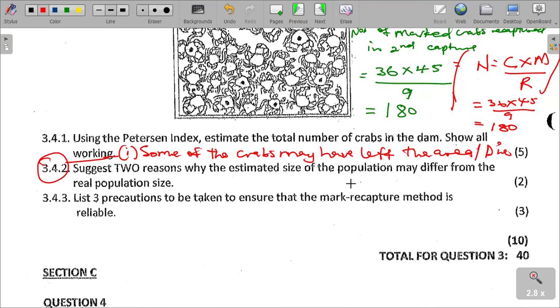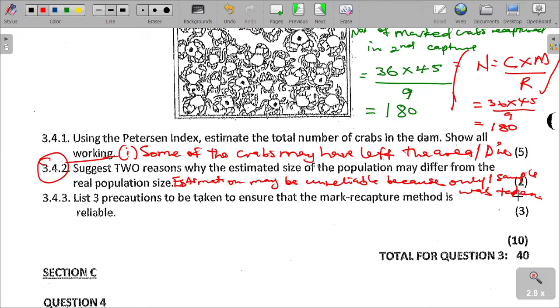And then we are saying also the estimate may be unreliable because only one sample was taken in this regard. So that is how we can make this population estimate not to be correct.